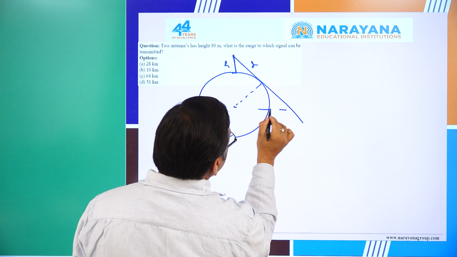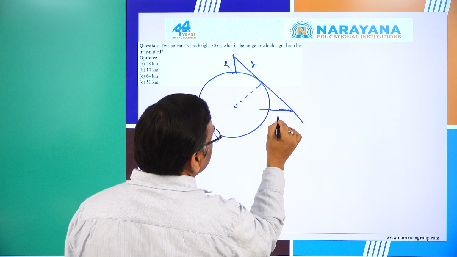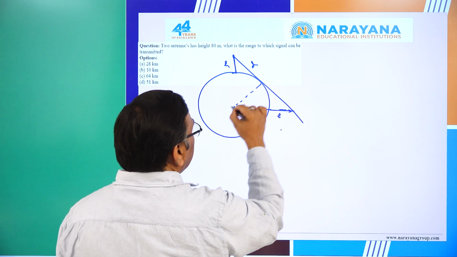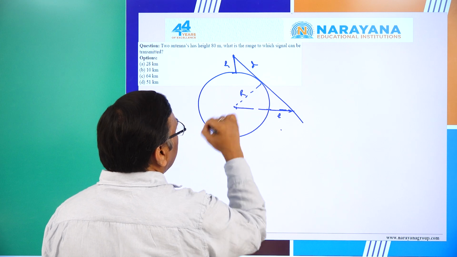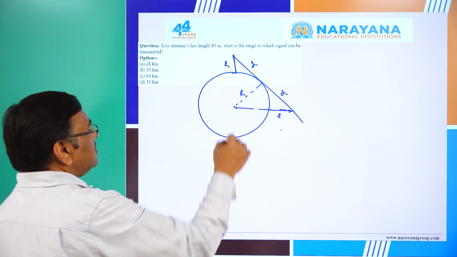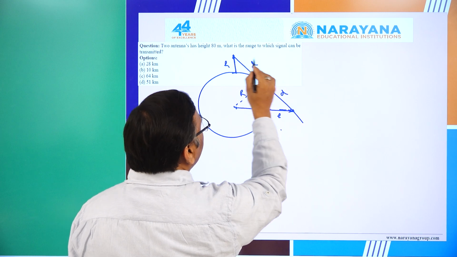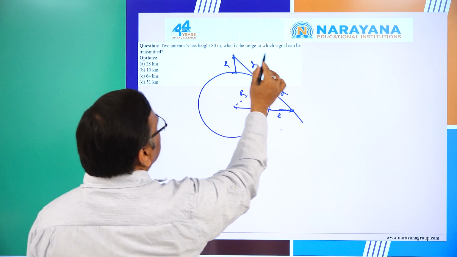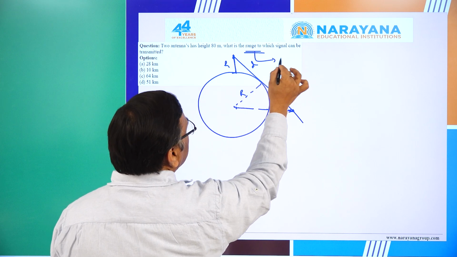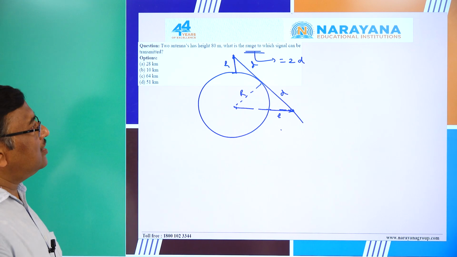Okay, let me draw a situation somewhat in this manner. That means this height is also going to be h here. So what he is asking, if this is h here, and the radius of the earth is r here, and this distance is d, that distance is also going to be d. So up to what distance the signals can be transmitted is going to be 2d. So ultimately, the range to which signals can be transmitted is nothing but the value of 2d. How do we find the value of 2d?